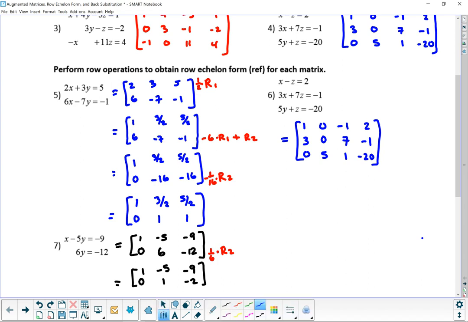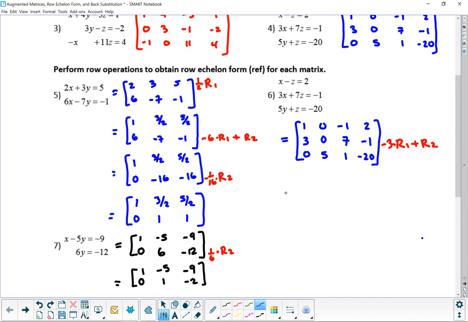Let's go with this. So what should I do? Well, there's already a 1 and there's already a 0 at the bottom. So all I really need to do is take care of that 3. So I'm going to go ahead and use a 1. So I'm going to go row 1 multiplied by negative 3 and then add it to row 2.